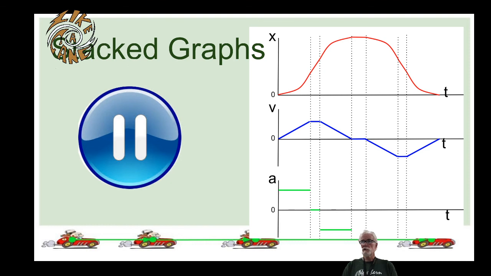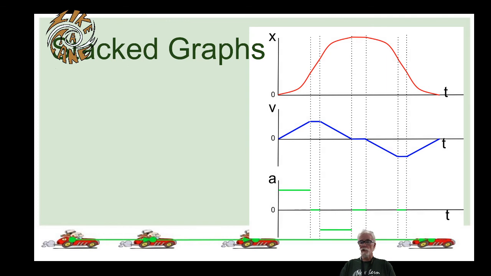Pause the video again and see if you can predict the acceleration versus time graph for the rest of the segments. We can see two places where the velocity versus time graph is horizontal. It's the second to the last segment and the segment right in the middle. So at those two spots, the acceleration versus time graph should show a zero acceleration. This is because the velocity is not changing.